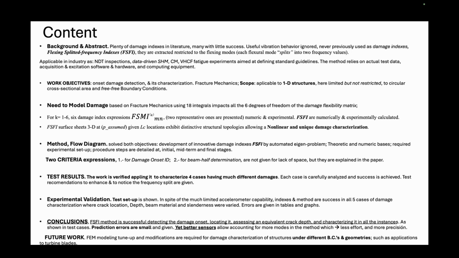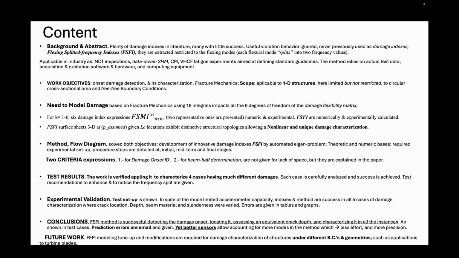And I show a method and a flow diagram. There are two criteria that I came up with. One is the damage onset, how to find out the damage onset in this structure. And the second one is a simple one to see what is the half of the beam that has the damage. Because I used a simplification method where you have a very similar uniform beam. So I use only half of it. I model only half of the beam.